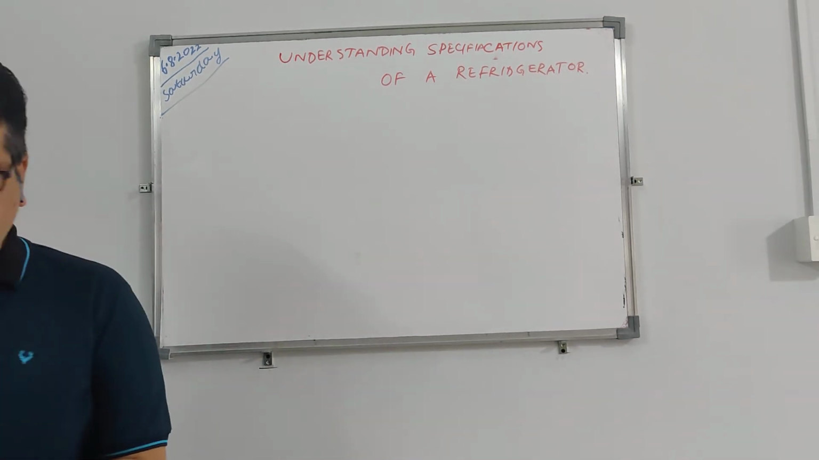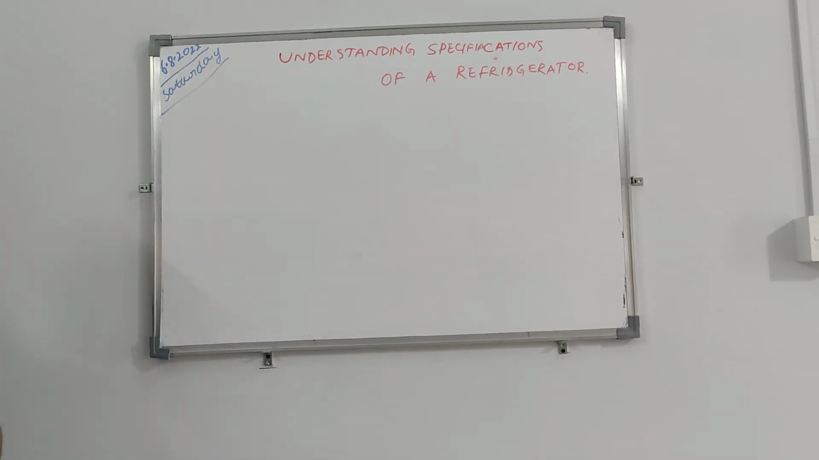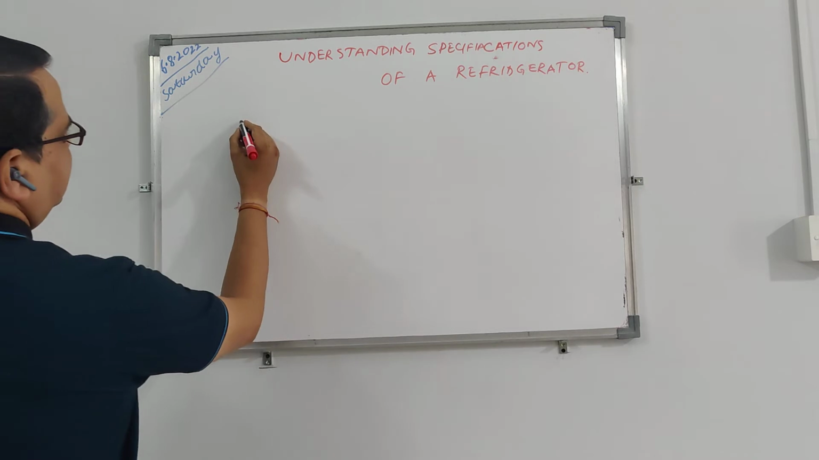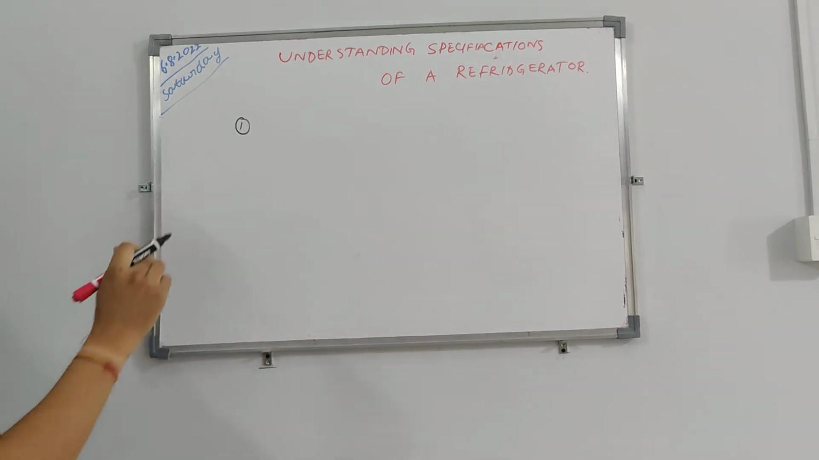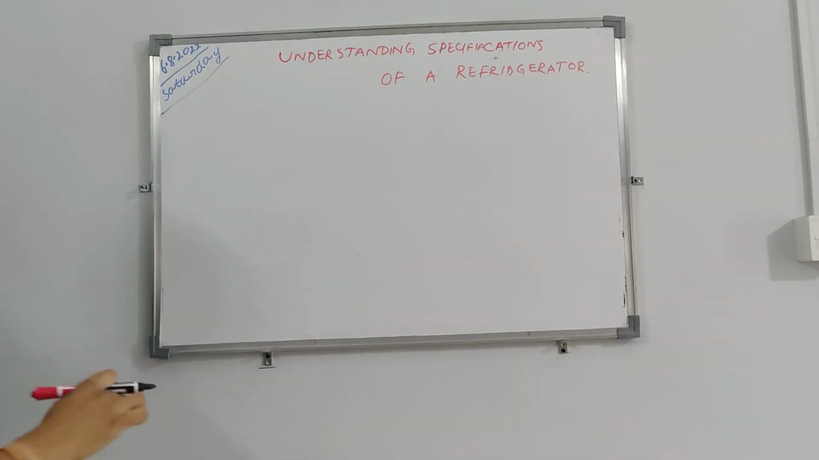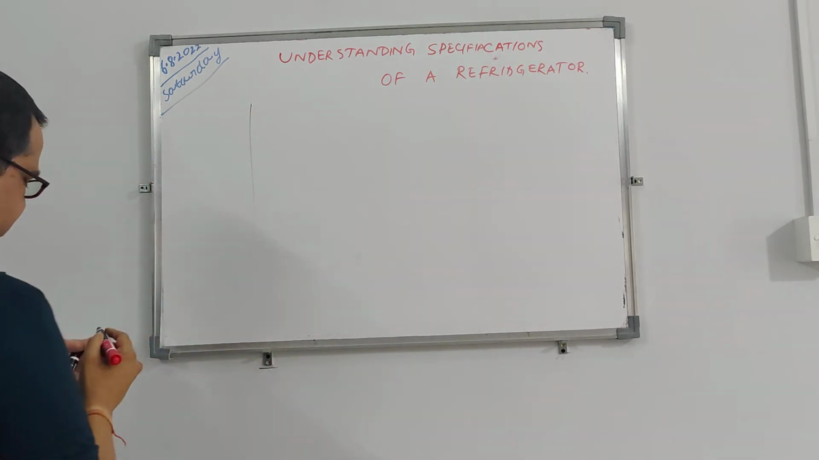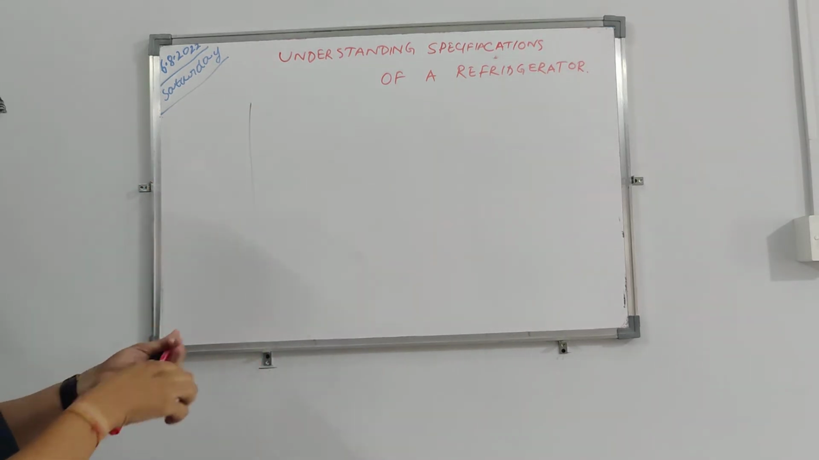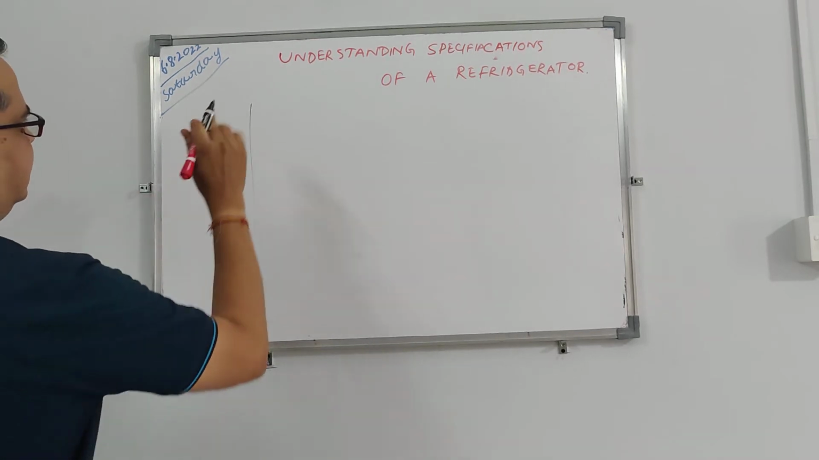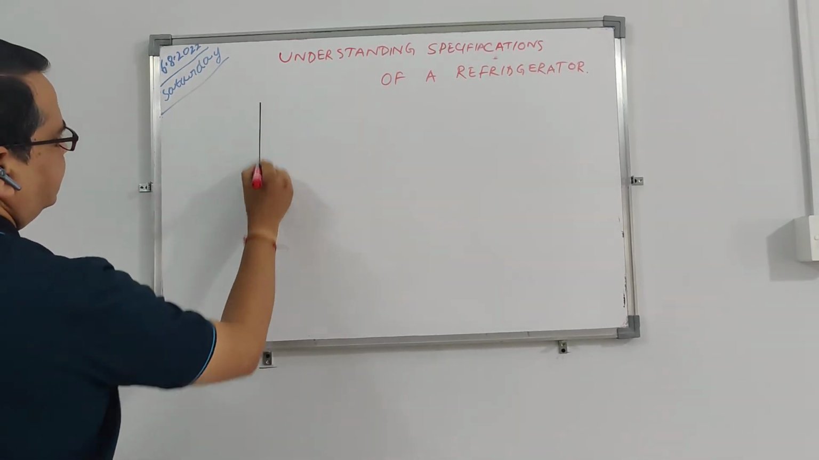Refrigerators and air conditioners have four processes. Let me draw two diagrams. These are thermodynamic diagrams, thermodynamic cycle diagrams.